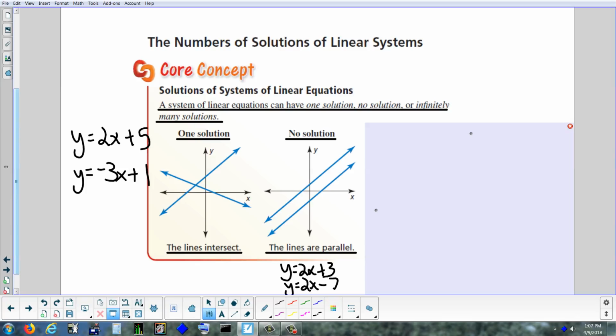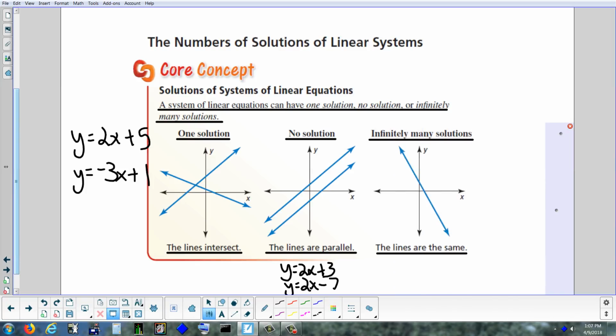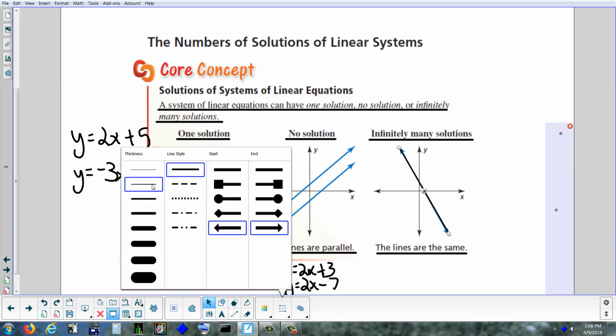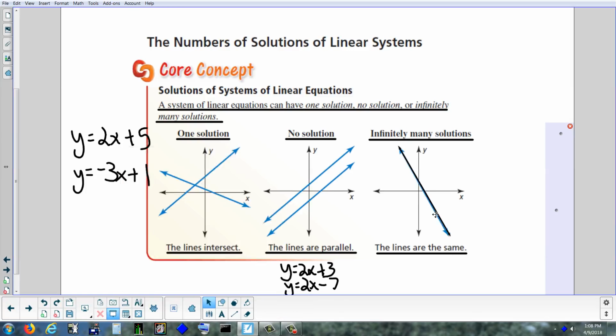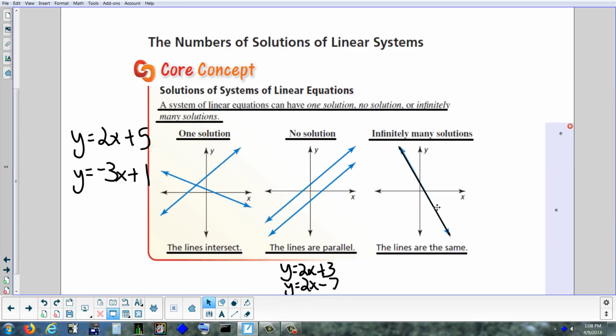Infinitely many. That means it's like you can have as many solutions as you want. That means it's going to be the exact same line. That means the slope is the same, the y-intercept is the same. All right? You can just take it and it'll go right on. So that means every point on that line is a solution. So you can't really put a number on the solutions you're going to have because there's so many.